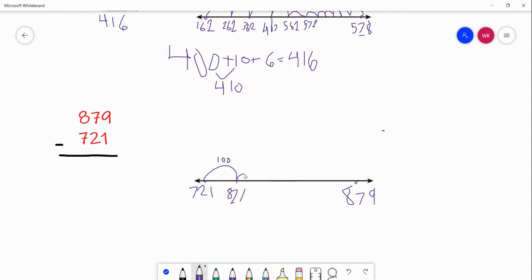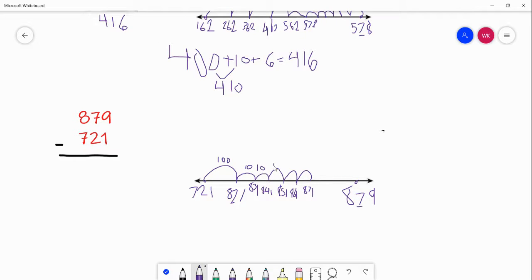Now we're going to add by 10. So we have 831, 841, 851, 861, and 871. And we're going to stop there because if you look at our tens place and our add-in, there's only 70. So we are only going to jump up to 70.